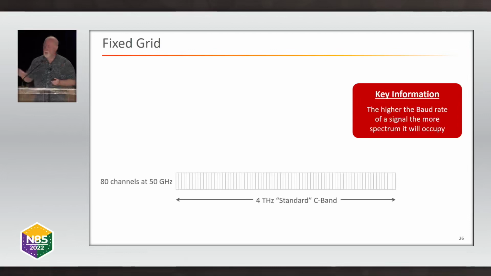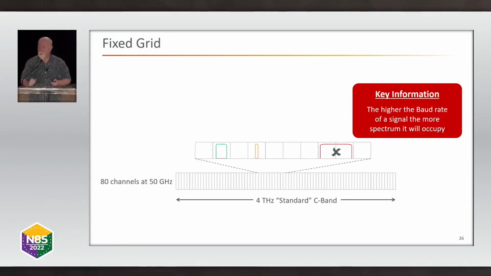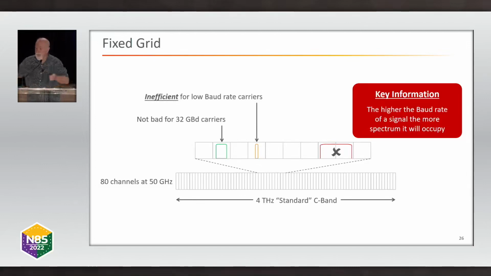If you now apply this to fixed grid WDM systems, this is 80 channels at 50 gigahertz. This is a very, very common grid pattern. I'll give you 3 examples of signals that we might put on here. This is working very well for a 32 gigabaud carrier. That fits nicely into a 50 gigahertz grid spacing. A low baud rate signal, though, would be wasting lots of capacity because it's a very narrow signal and it's got lots of space in the grid slot around it. So that's stranded capacity. You can't use that.